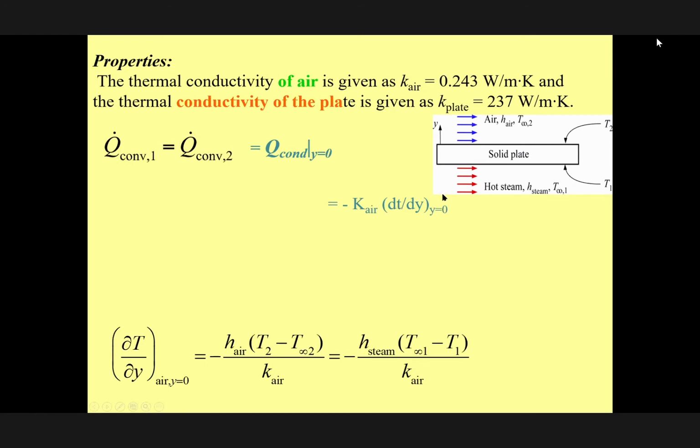The convective heat transfer from this hot steam to the plate is the same as convective heat transfer from the plate to the air. Okay, because why? Because we assume it's steady state, the heat transfer from here is the same through the solid, through the boundary layer, and through the convective. This is the equation that we have.